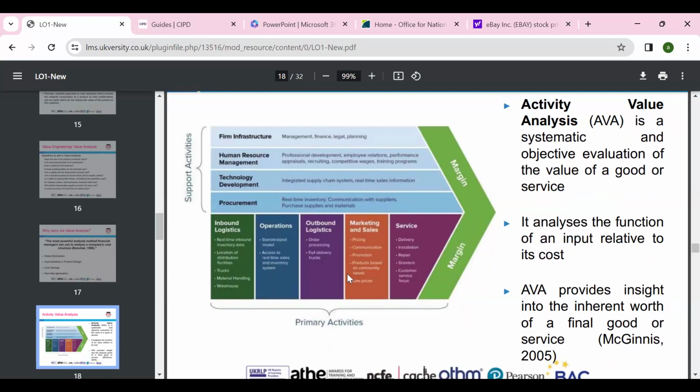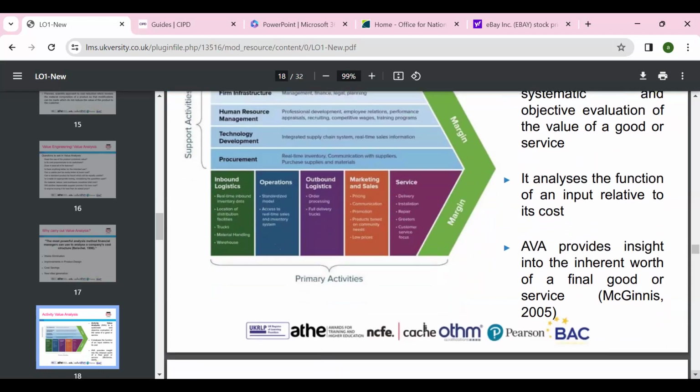So it is a systematic and objective valuation of the value of the goods and services, and the function is an input relatively. When we make any decision, we need to involve other departments, and ultimately they should be aware of it, and it will create overall value or competitive advantage for our organization.